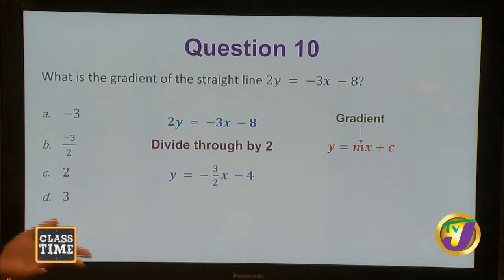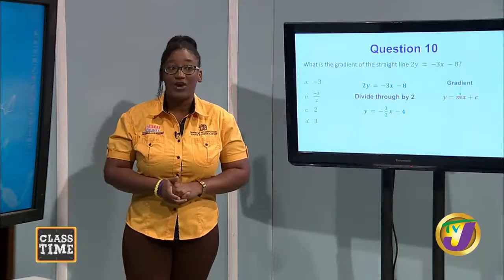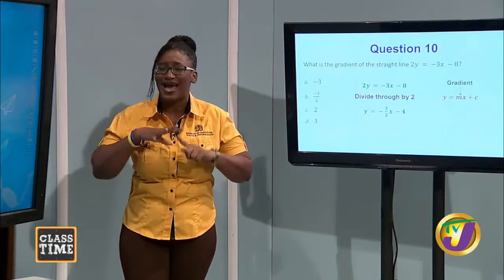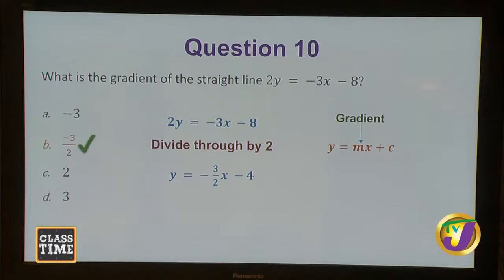Okay, so now I know my gradient. That's -3/2. But guess what? As we said earlier, I chose -3 as my answer and there was -3 in the options. So we have to be very careful and on point and as accurate as possible. Yes, definitely.